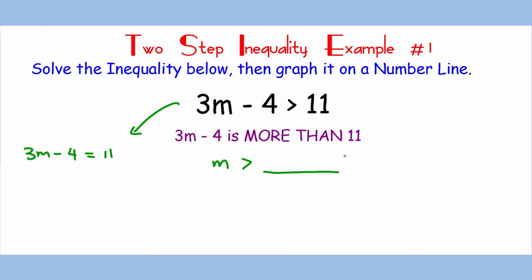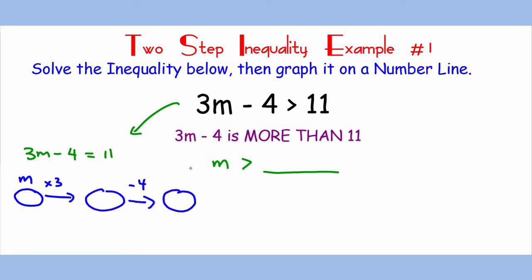From the question, we can do the flow chart as our choice. So m times 3 minus 4 will give us 11 in the answer. And using the inverse operations, we would have to add 4 and divide it by 3. So 11 plus 4 is 15, and 15 divided by 3 is 5. Since m equals 5, the answer we put into the blank will be 5, which we can read as m is more than 5.